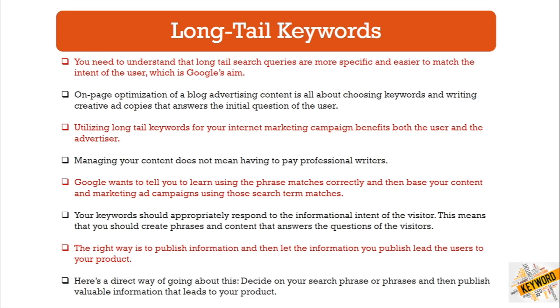Google wants you to learn to use the phrases matching correctly and base your content and marketing ad campaigns on those search term matches. Your keywords should appropriately respond to the informational intent of the visitor. This means that you should create phrases and content that answer the questions of the visitors. The right way is to publish information and then let the information you publish lead the users to your product. Here's a direct way of going about this. Decide on your search phrase or phrases and then publish valuable information that leads to your product.